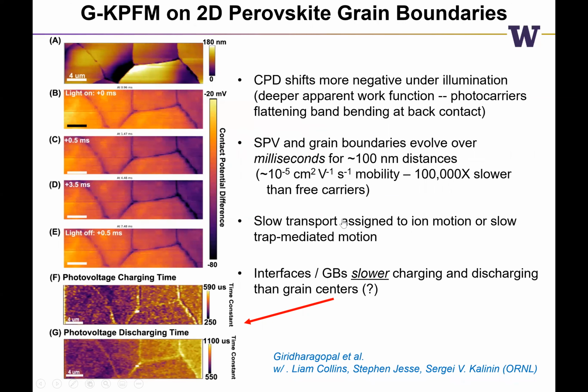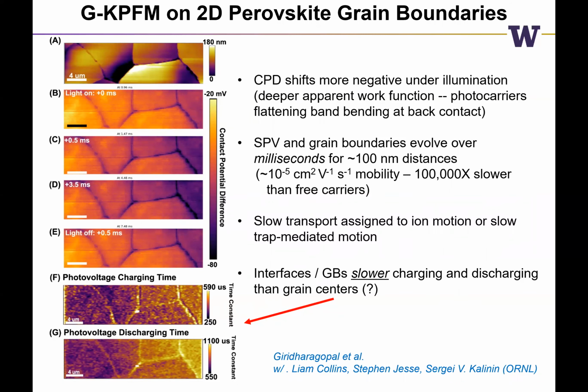And you can map this out more explicitly. At each pixel, we're going to actually measure the time constant for when the photovoltage is charging, and then when we turn off the light, when it's discharging. So in this image here, we have the topography at the top, and then several contact potential images at different time slices. And then in F and G, what we have is the photovoltage charging time constant, where we fit a single exponential to the photovoltage charging. And then in G, we do the same but for when it's discharging.